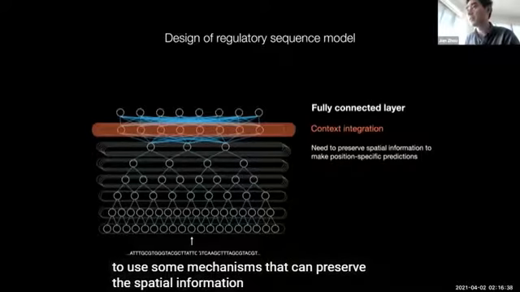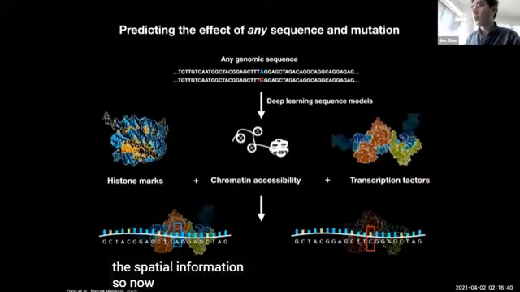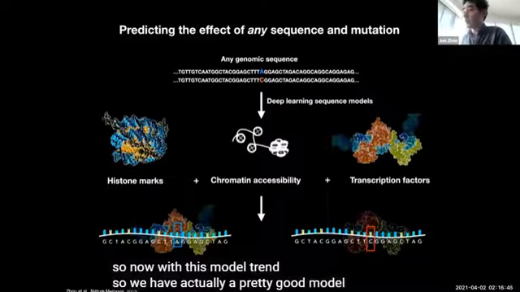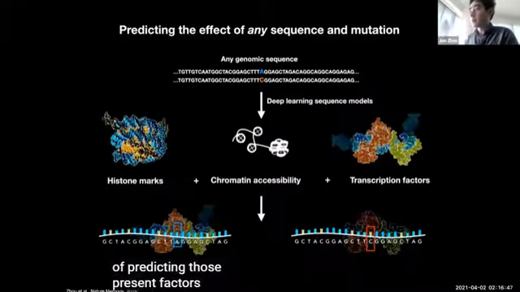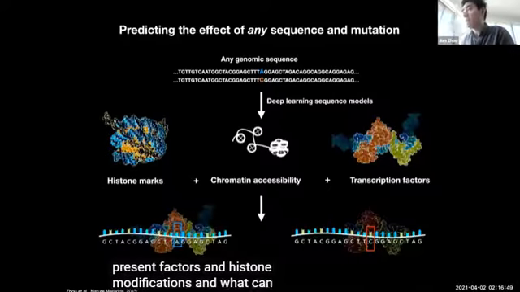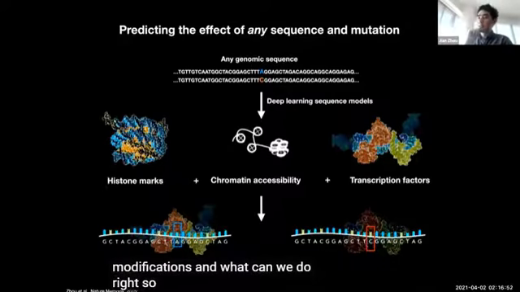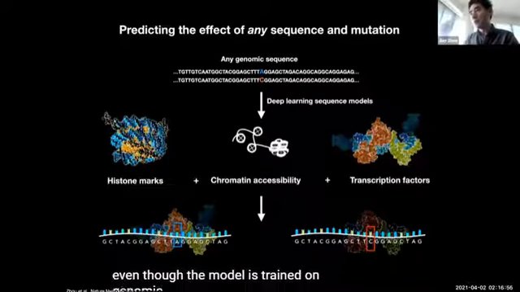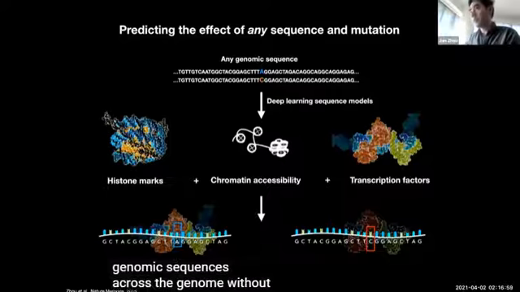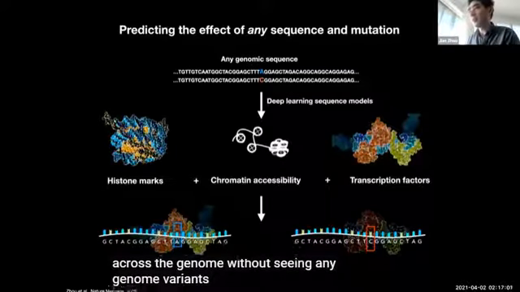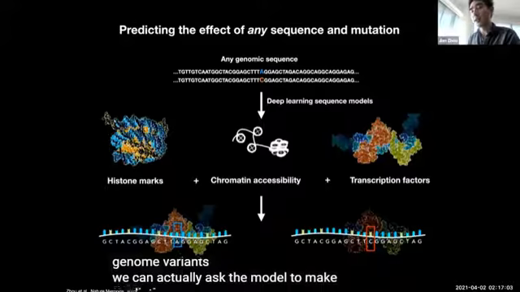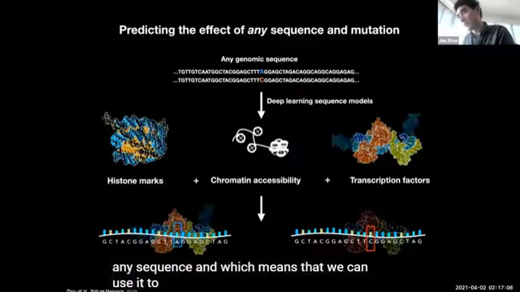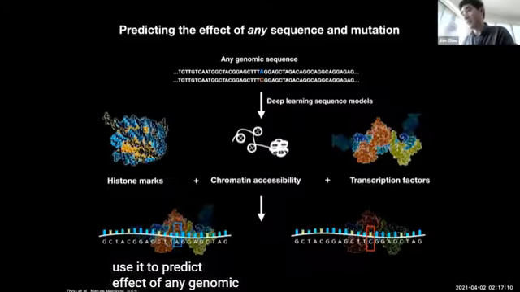So now with this model trained, we have a pretty good model for predicting those transcription factors and histone modifications. And what can we do, right? Even though the model is trained on genomic sequences across the genome without seeing any genome variants, we can ask the model to make predictions for any sequence, which means that we can use it to predict the effect of any genomic variant.